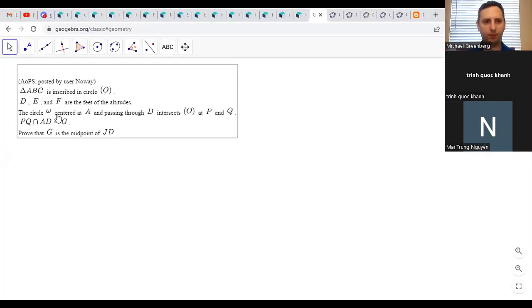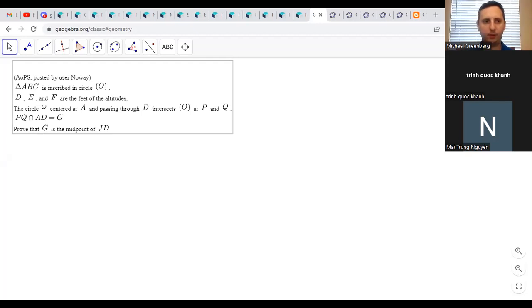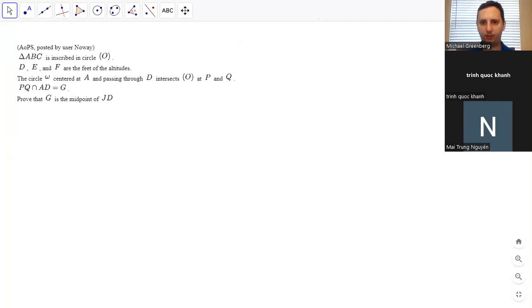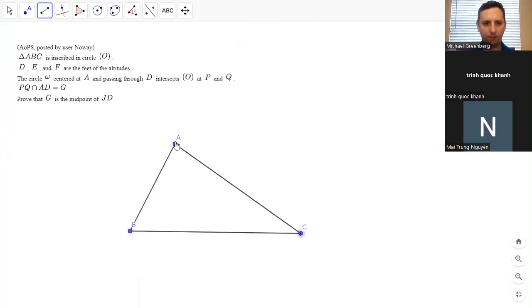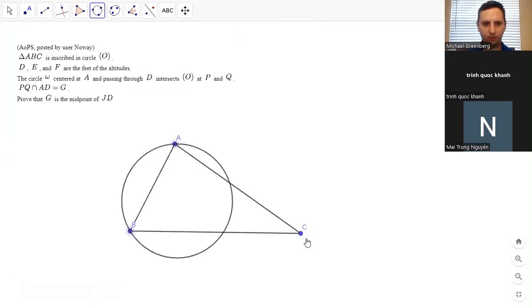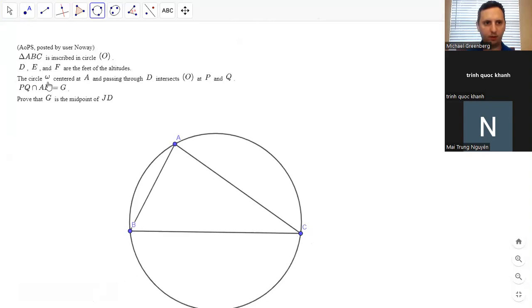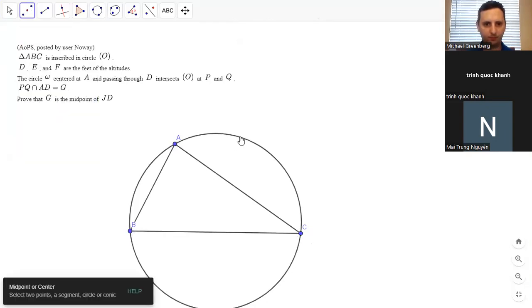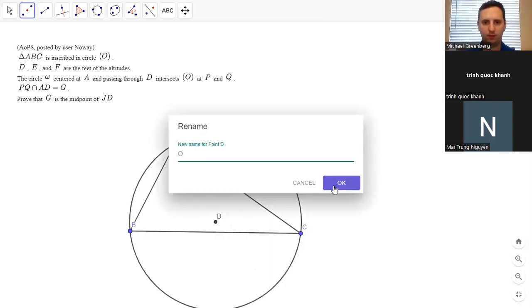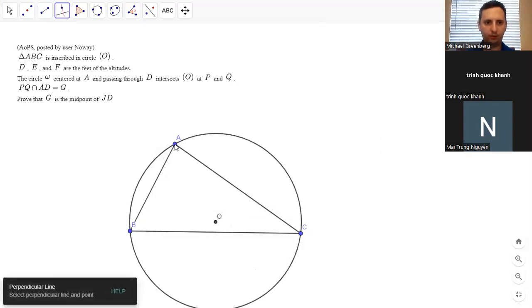So here's the first problem. I think these might be slightly easier than previous weeks, but they don't seem that easy. We have a triangle inscribed in a circle, and D, E, and F are the feet of the altitudes. So there's the triangle. Here's the circle, and O is the center. Now I'll draw the three altitudes.